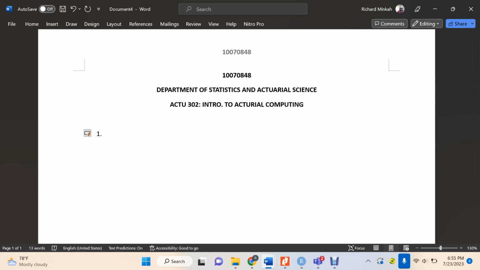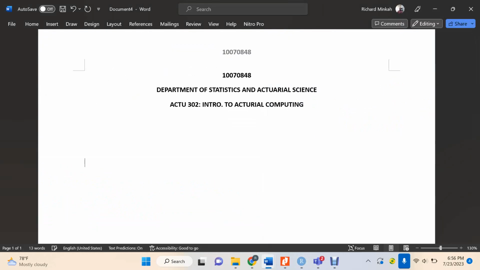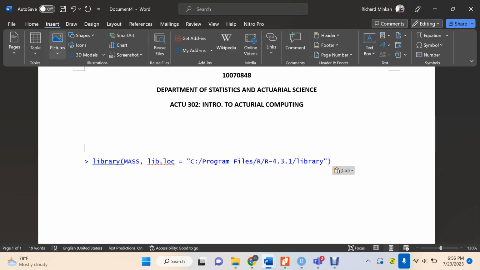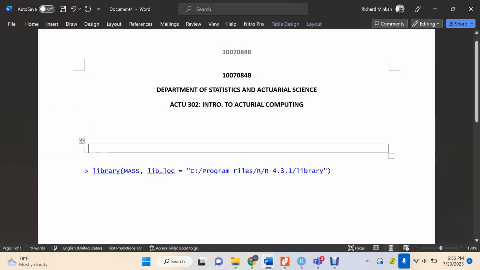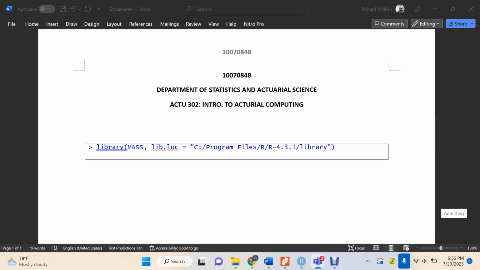So the first one, as I'm saying, is question one. In question one, I need to go and copy from my console. I said this in class, that you even put your code in a box. It makes it easier, so that it is distinct from your Word text. So this is library. If you do this, then you will have MASS loaded into your working environment.